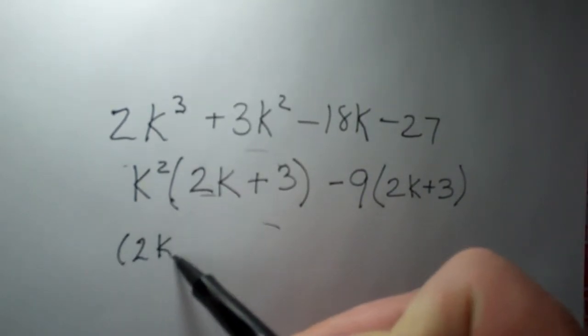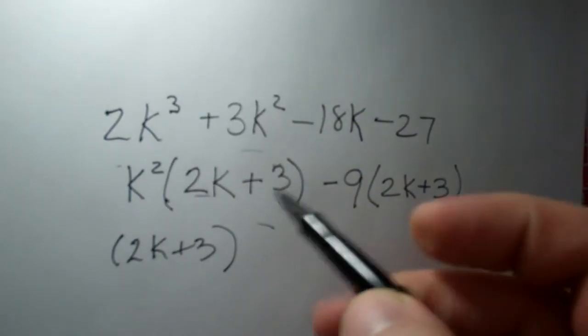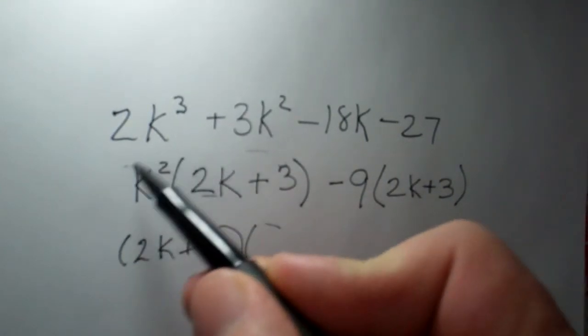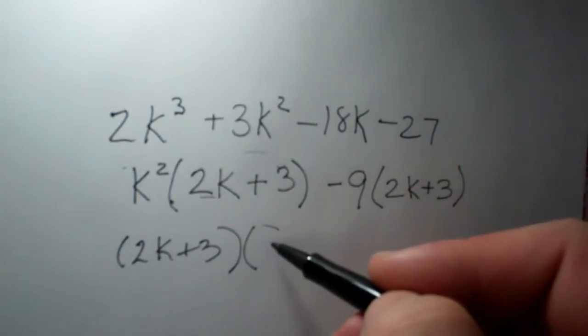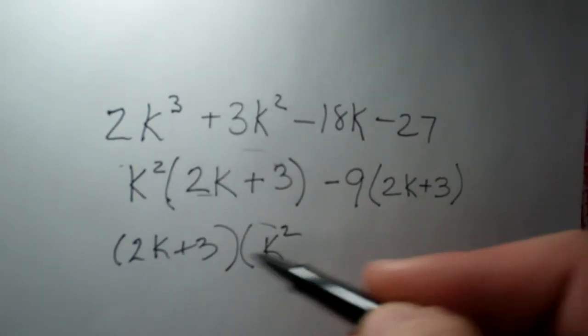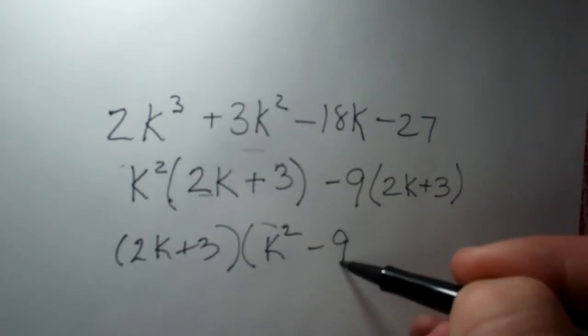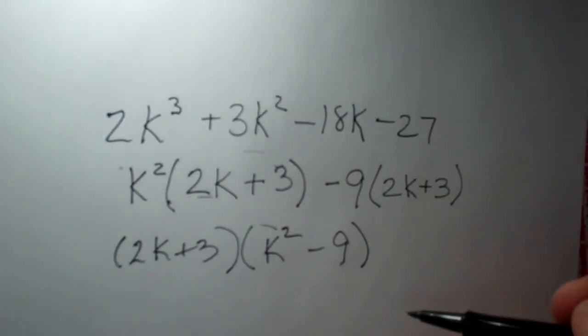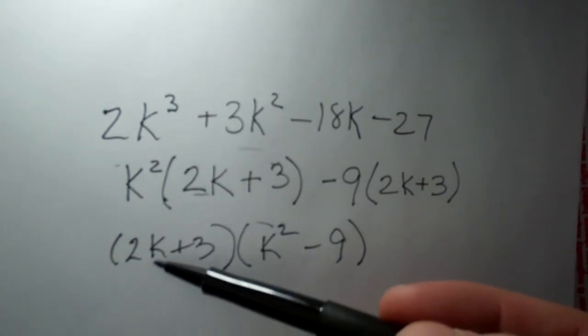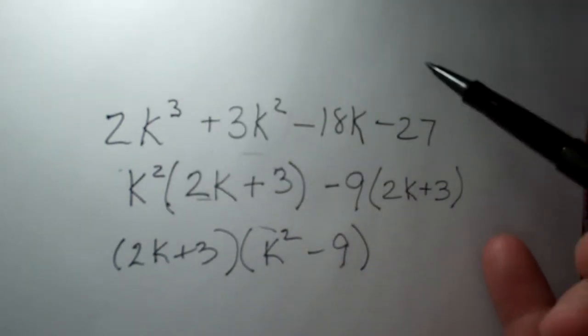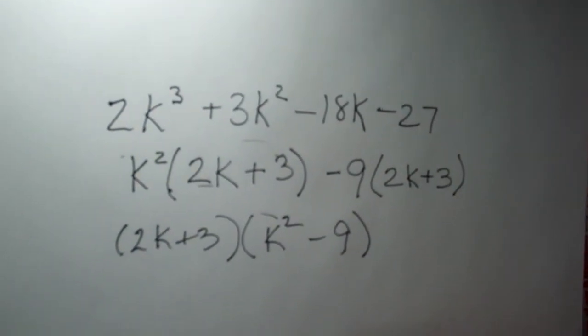So we're pulling out a 2k plus 3, and what has to be on the inside? Well, 2k plus 3 times k squared is how I'm going to end up with this one. So we put down the k squared, and 2k plus 3 times negative 9 is how we end up with this term. You can check for yourself to see that if we multiply out what we have here, we are going to end up with what we had originally. But we're not done yet.